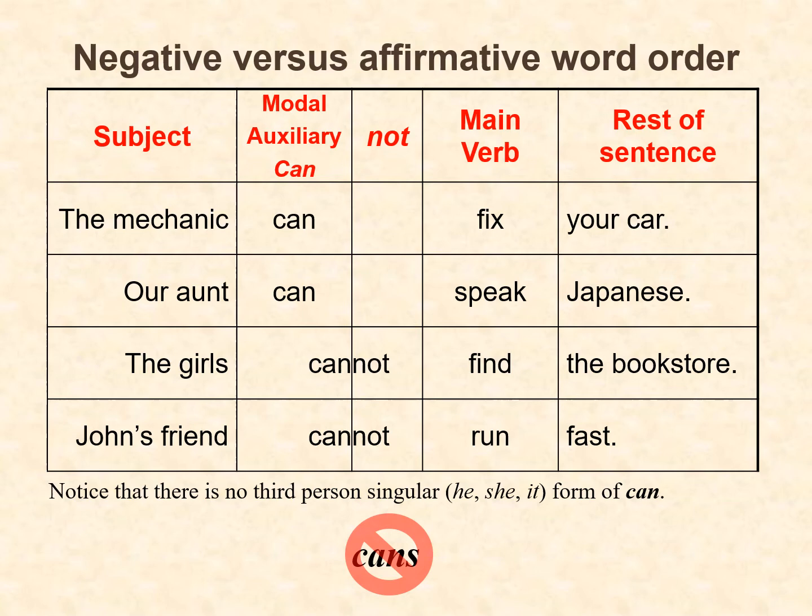Notice that with can, there is no third person singular S form. We never add S to can, so our aunt can speak Japanese, not cans. There are certain words in English, such as can, that never take the S form. They only have one form.